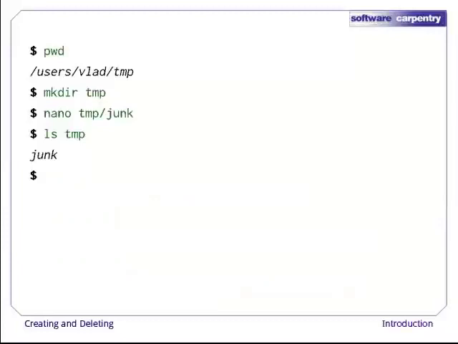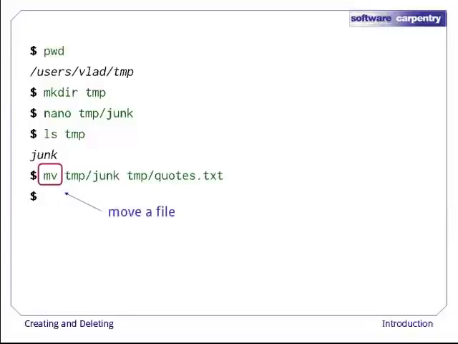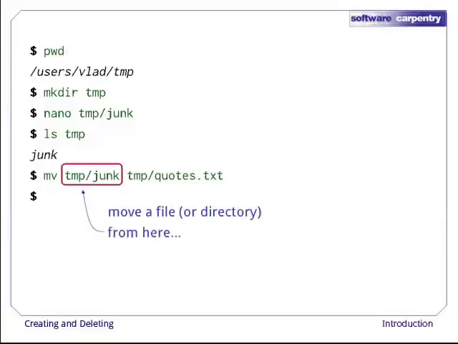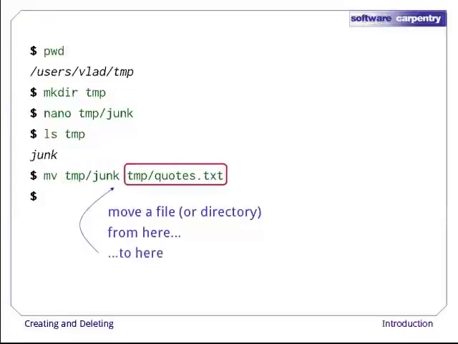Let's create that directory and file one more time. Junk isn't a particularly informative name, so let's change the file's name using mv. mv is short for move. We use it to move a file from one place to another. It also works on directories. There is no separate mvdir command. The first argument tells mv what we're moving. The second tells it where the thing we're moving is to go. In this case, we're moving temp/junk to temp/quotes.txt, which has the same effect as renaming the file.